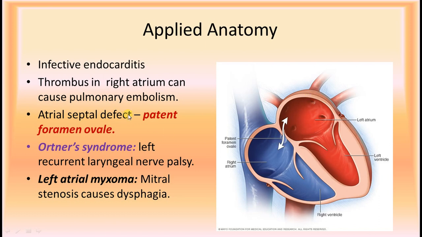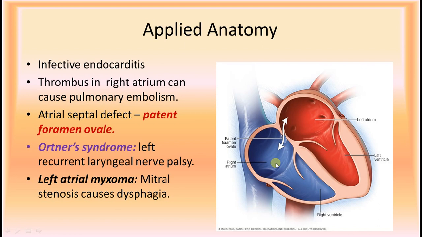Now, atrial septal defect. Once the baby is born, during the first cry, both the septa get approximated and shut down during the first breath. Okay, if it is not shut, then you have an interatrial defect, which is patent foramen ovale. So in that case there will be mixing of the oxygenated and the deoxygenated blood. So the baby might appear cyanotic, a blue baby.